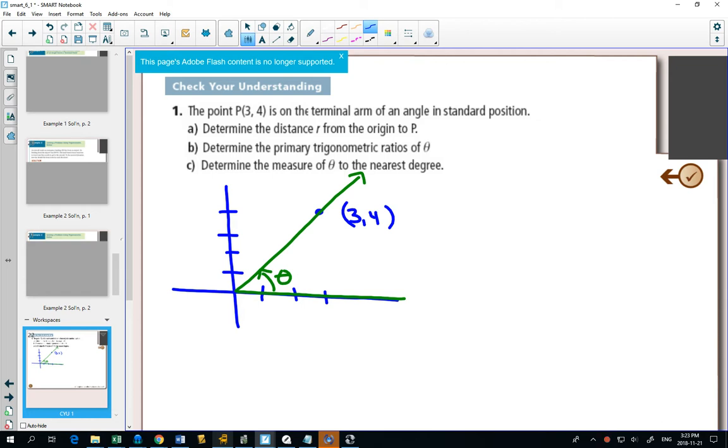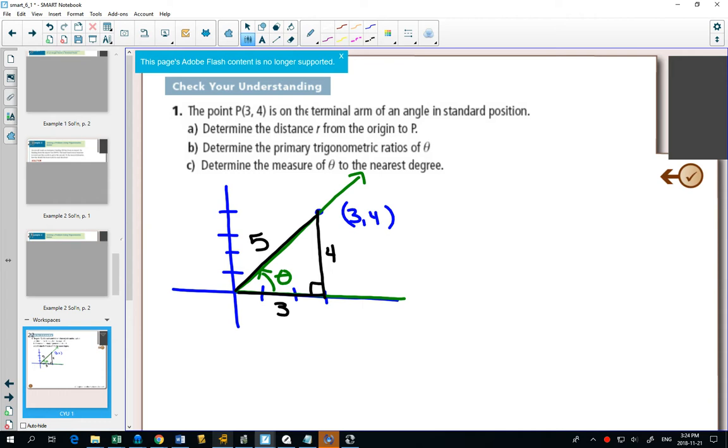As soon as you have an angle in standard position, you can draw back to the x-axis and you can create a triangle. If we create that triangle, we would know this side is 3. Because it's 3, 4, we know this height is 4. And do you recognize this right angle triangle? It's a famous one. A squared plus b squared equals c squared. It's 5.